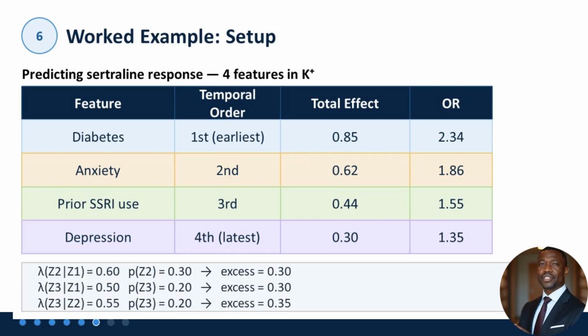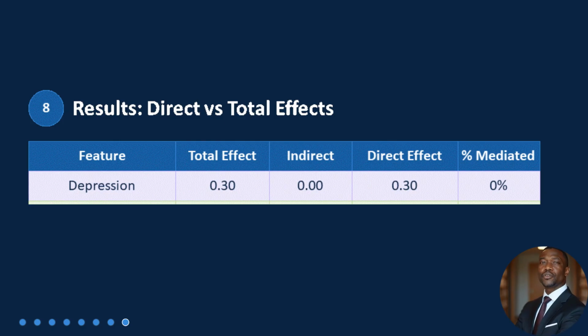They all increase the risk of sertraline response. Listed in temporal order, they are diabetes, anxiety, prior SSRI use, and depression. From the knowledge base, we also have both the odds ratio and the excess probability for these variables. Here are the results for the recursive calculation of direct effects.